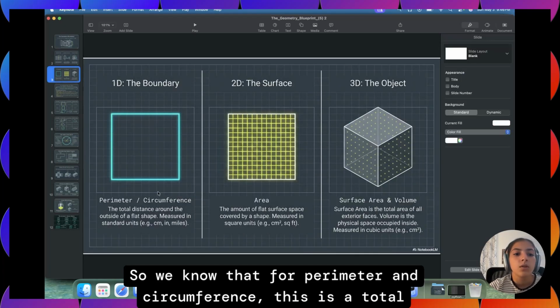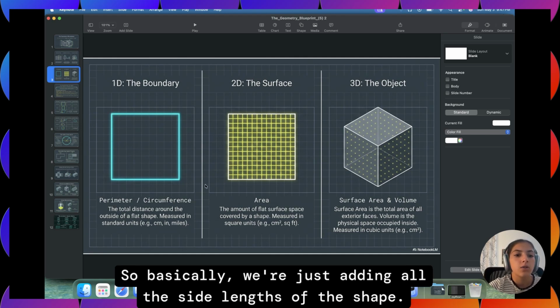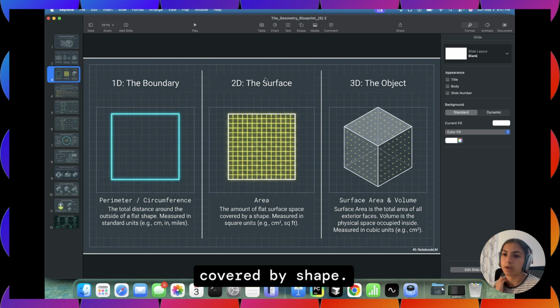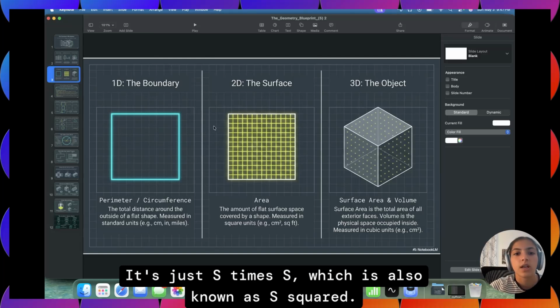So we know that perimeter and circumference is the total distance measured around a flat shape. Basically, we're just adding all the side lengths of the shape. Area is the amount of flat surface that a shape covers. I think we all know what area is. It's just S times S, which is also known as S squared.